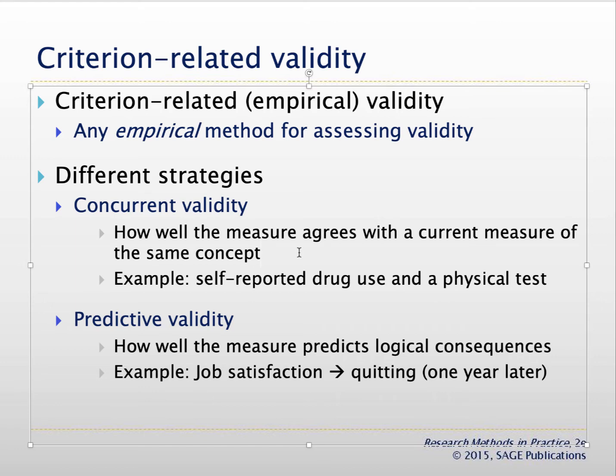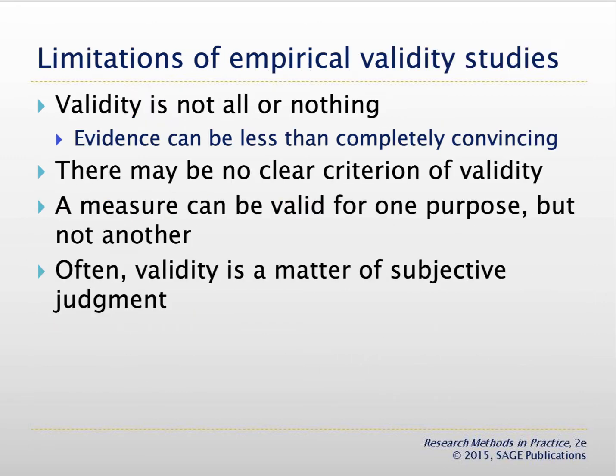Very closely related is predictive validity. You basically look at how well your measure predicts consequences in the future that you would expect it to. So how well does job satisfaction predict the extent to which people quit 1 year later? It shouldn't be perfect. There are lots of reasons people quit or don't quit, but all else equal, we'd expect more job satisfaction, less quitting.